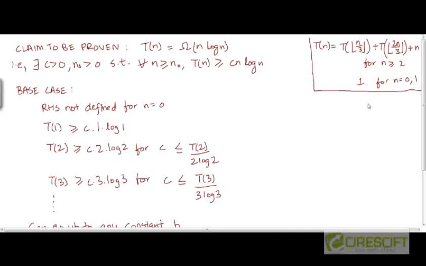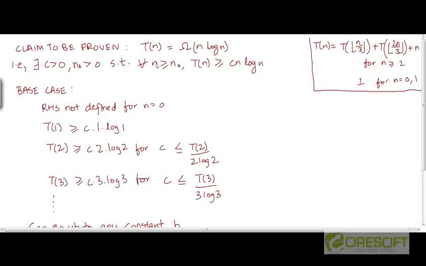So we are given this recurrence for t of n, and we want to prove formally that t of n is in big omega of n log n. We want to prove formally that our guess from the last video, based on the recursion tree method, that n log n is going to be a lower bound on t of n, is a valid guess.